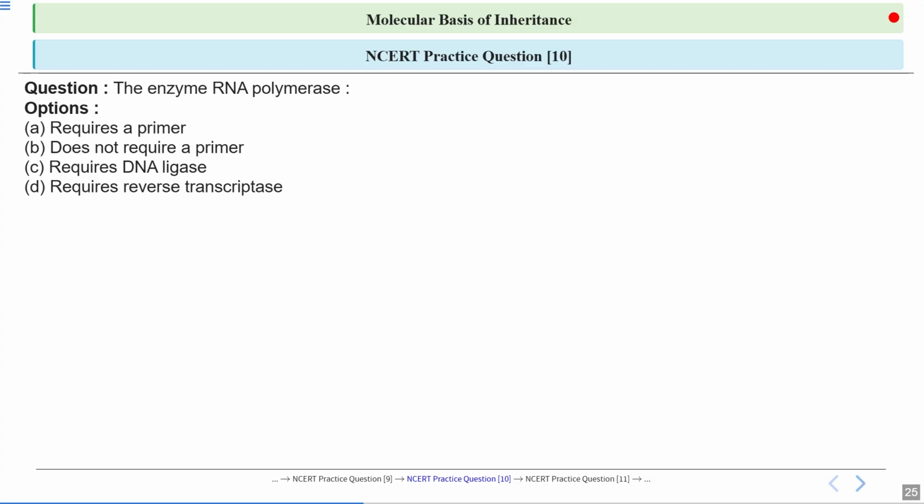The next question, the enzyme RNA polymerase. Options: requires a primer, does not require a primer, requires DNA ligase, and requires reverse transcriptase. What is the correct answer?